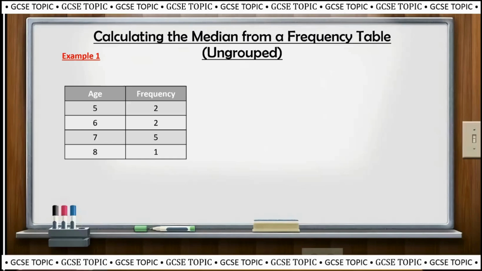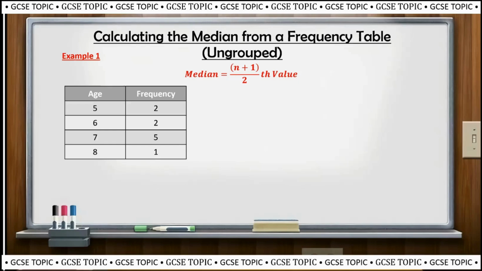Due to ungrouped frequency data being discrete data, you could write out each number individually in ascending order and find the middle value. However, this will be time-consuming and problematic when working with large sets of data. So therefore, in this video, I will be showing you the simpler method on how you can find the median from ungrouped frequency tables. I will be showing you the formula which you use to work out the position of the median. The formula to find the position of the median is n plus 1 divided by 2, where n is the total of our frequency.